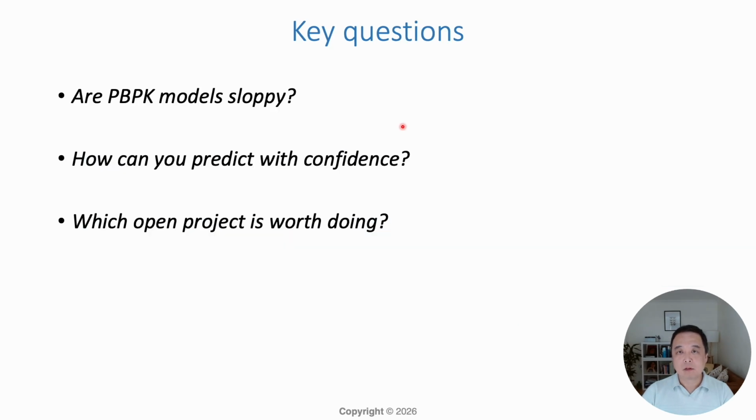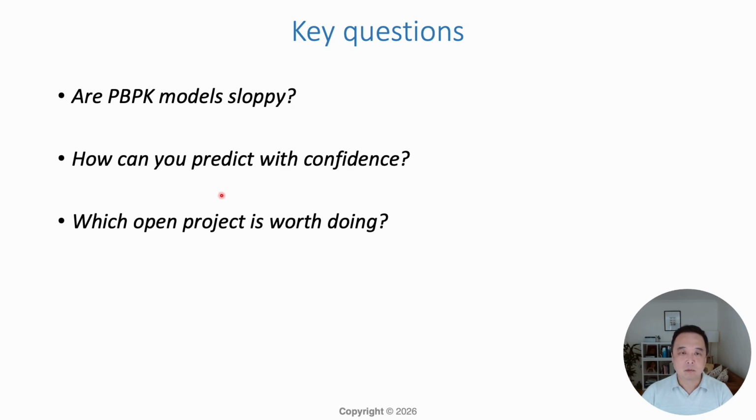So coming back to the list of questions that we asked, first of all, are PBPK models sloppy? Yes, they are, because of lots of parameters. For the drug parameters, such as partition coefficients, they're unknown. And secondly, how can you predict with confidence? Well, keep your model as simple as possible. And on the other hand, test your model with a lot of data. And these data should be generated under diverse conditions.